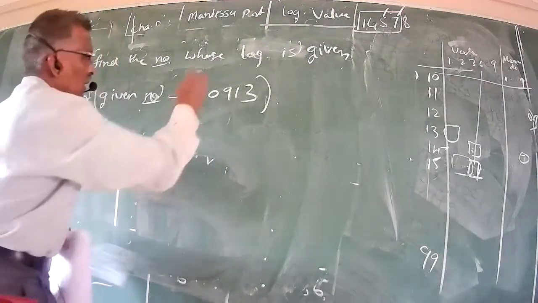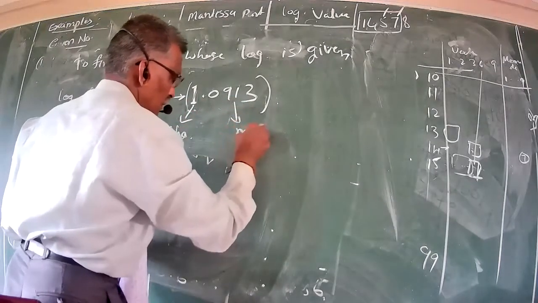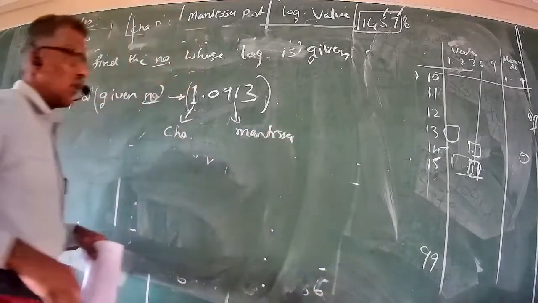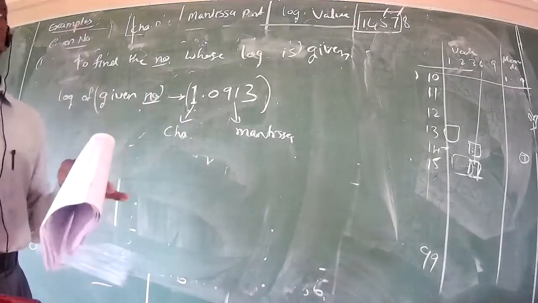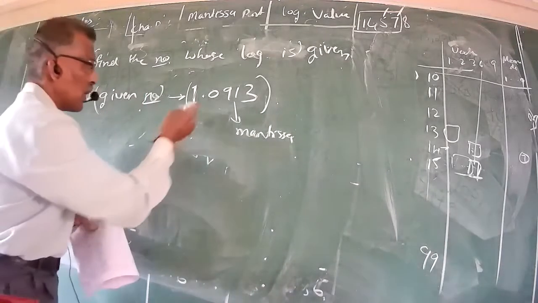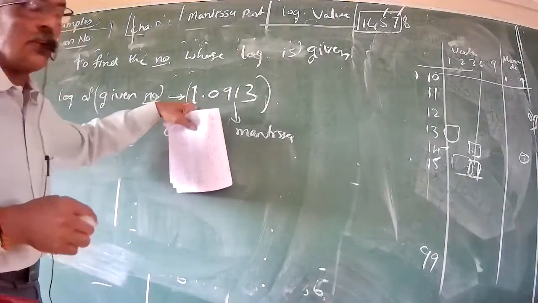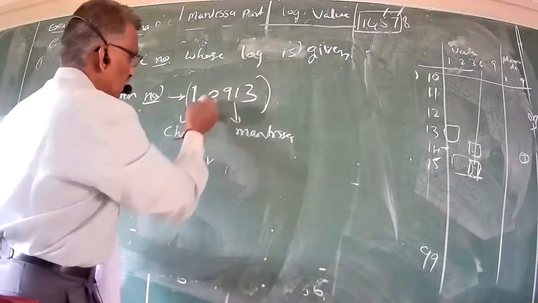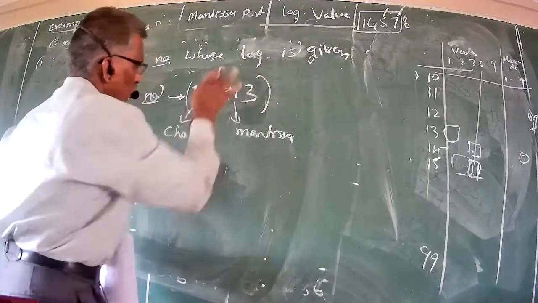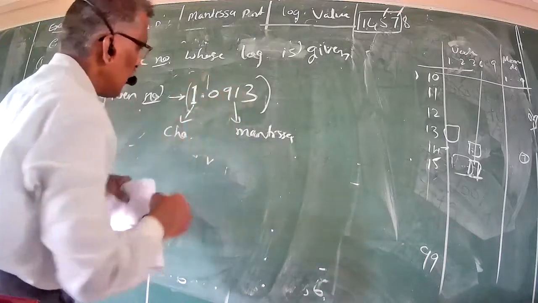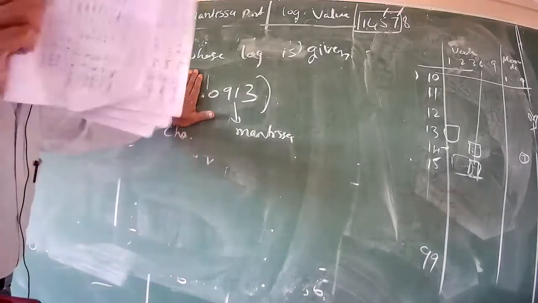Now this is the characteristic part and this is the Mantissa part. Whenever you are referring to the anti-logarithm table, you have to ignore the characteristic part. It is only used for placing the decimal point. So now our number is after the decimal point. In 1.0913, ignore the characteristic part, and the next number becomes 0.0913. Now go to the anti-logarithm table.